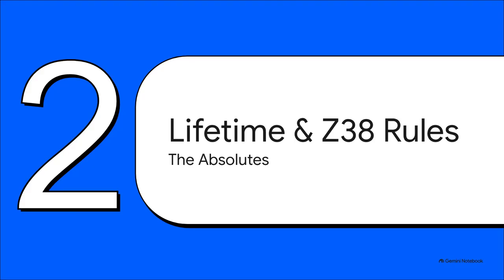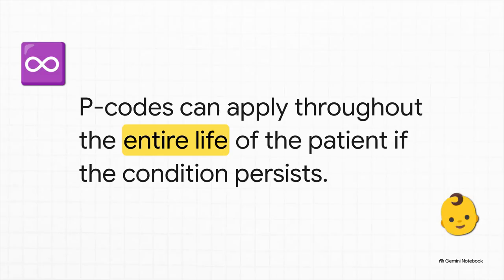Moving on to Section 2, let's talk about the absolutes, specifically the perinatal lifetime rule and the Z38 rules. So here is a rule that honestly trips up a ton of coders. It's called the perinatal lifetime rule. A lot of folks just assume that because the perinatal period officially ends at 28 days, you automatically stop using P codes on day 29, right? Actually, no, that is completely false.